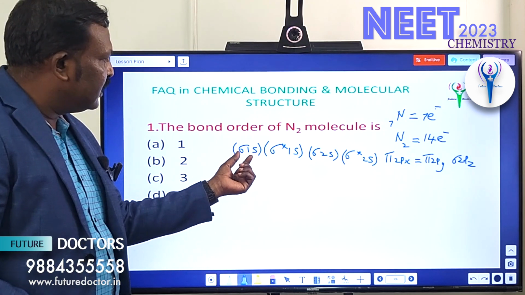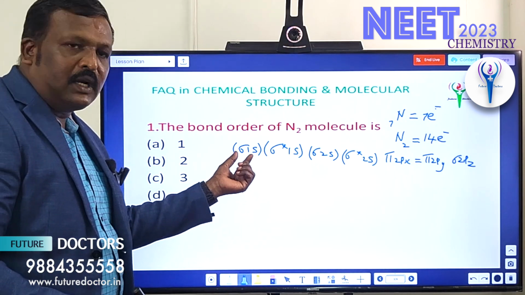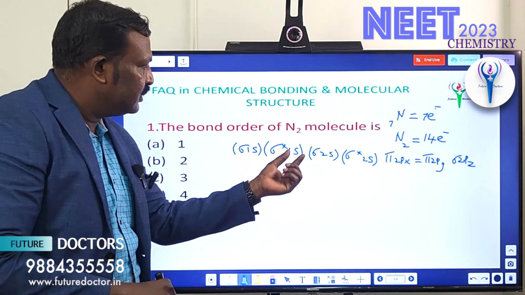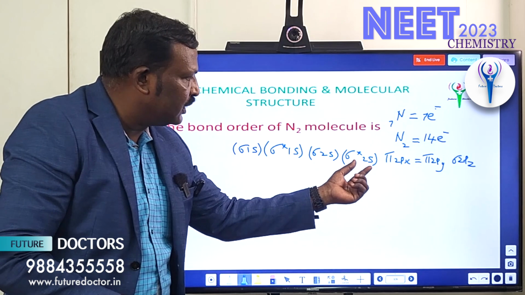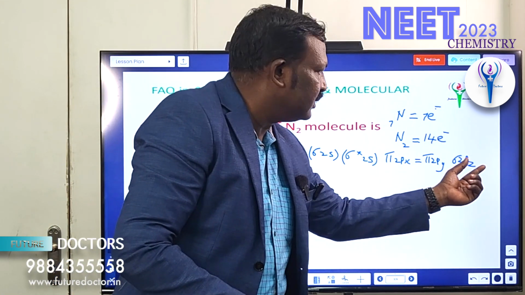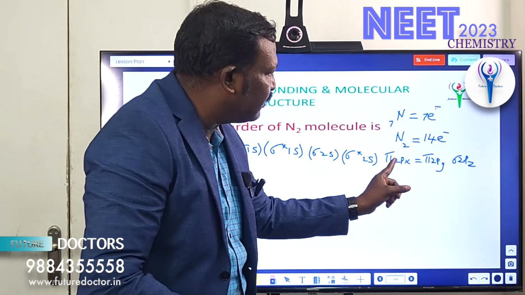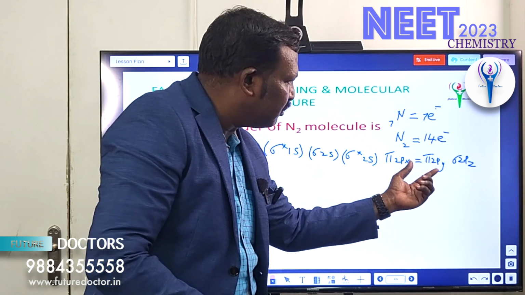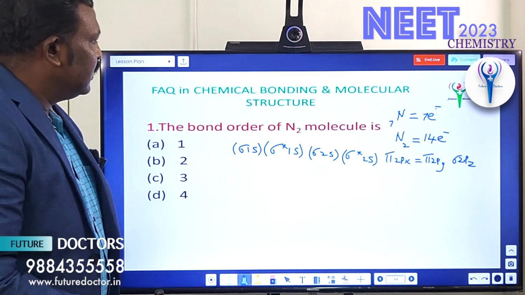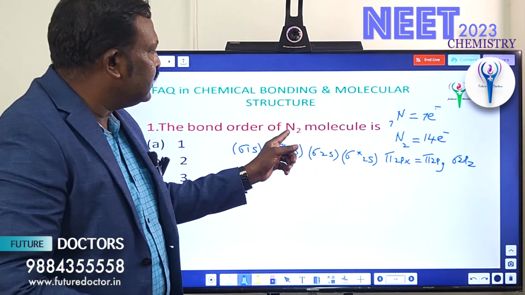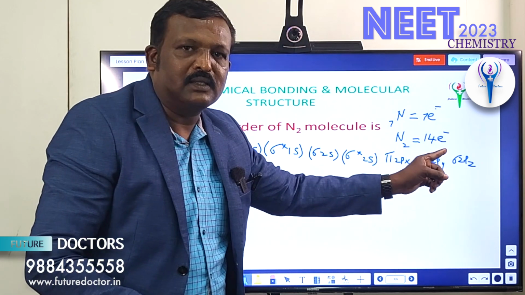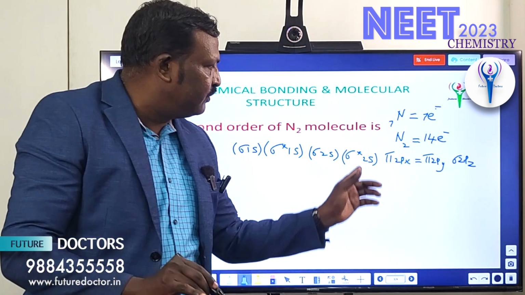Sigma 1s means bonding molecular orbital, sigma star 1s means anti-bonding molecular orbital. Then again bonding, again anti-bonding. These are all bonding. If I put a star, that's called anti-bonding. It will come later. Understood? After that, the orbitals are there. Now in the nitrogen molecule, we have 14 electrons, and only those 14 electrons we are going to fill up here.